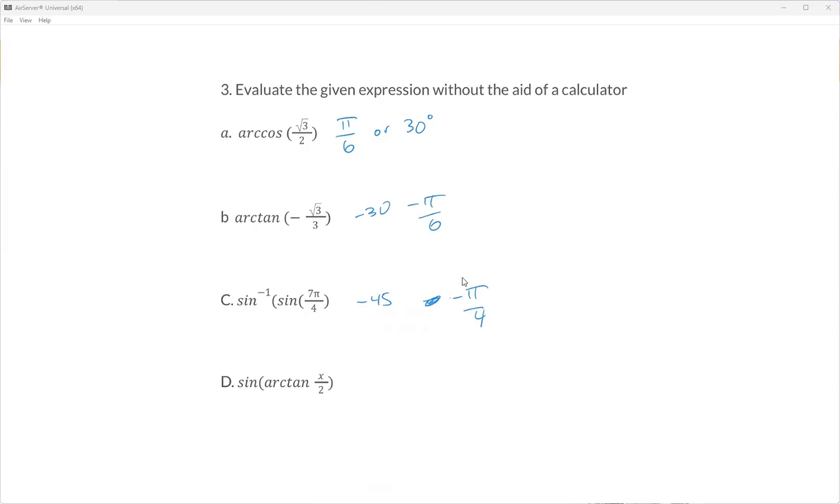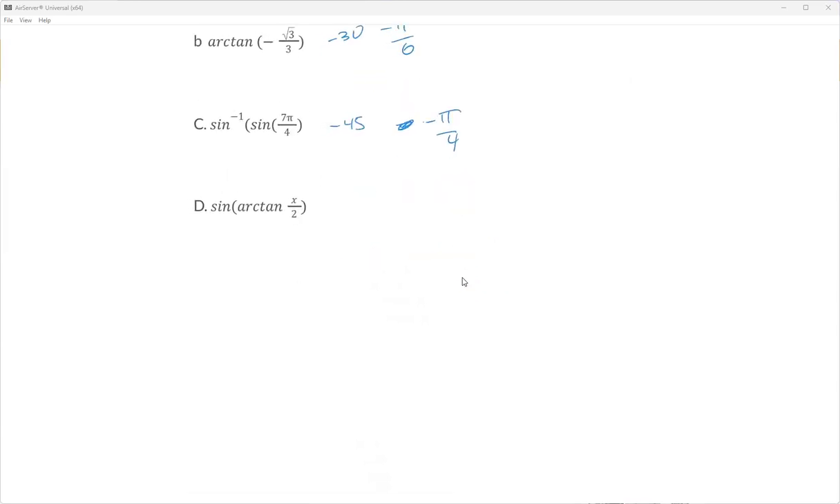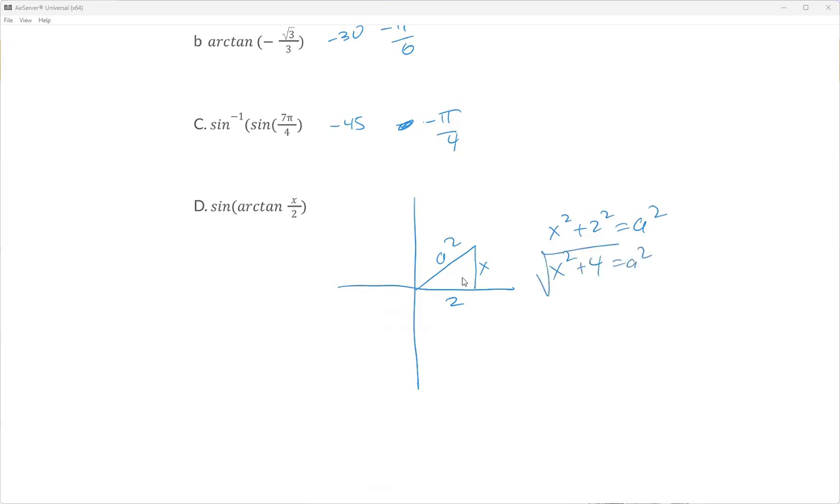And arctan, you guys remember how to do this? What was it? Tangent is opposite over adjacent. So we have to put this in the Pythagorean theorem. x squared plus 2 squared is equal to, let's call this a squared. So x squared plus 4 is equal to a squared. You get the square root of that: a is equal to radical x squared plus 4.